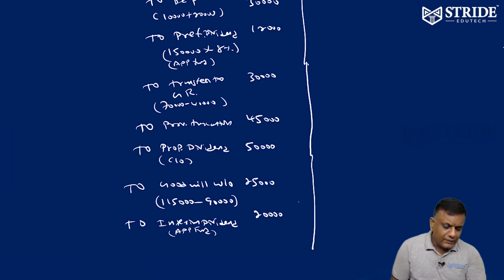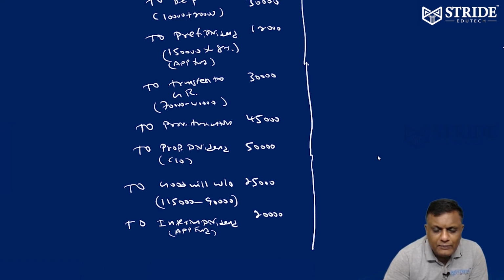Next, depreciation on plant and machinery and buildings is given. We'll prepare notes for that, so that we come to know whether we purchased or sold.